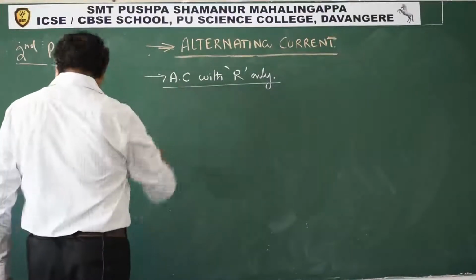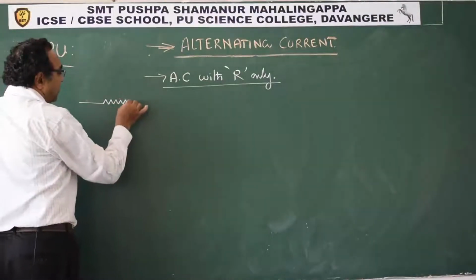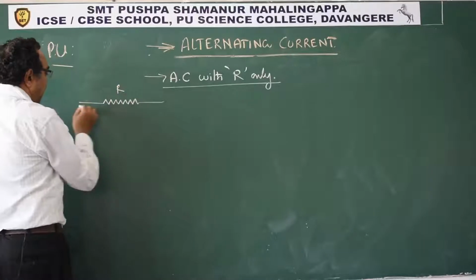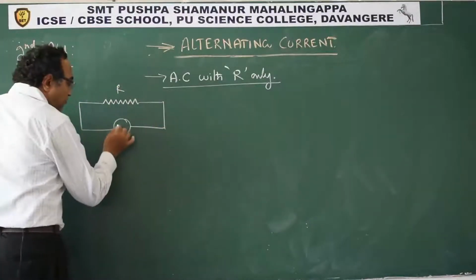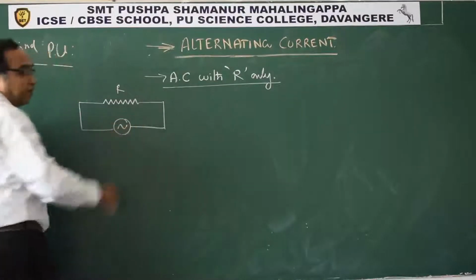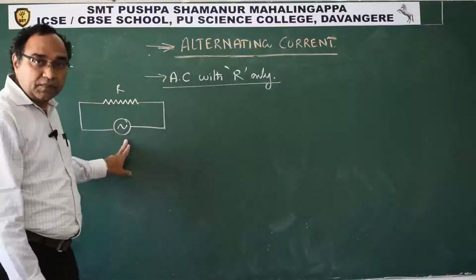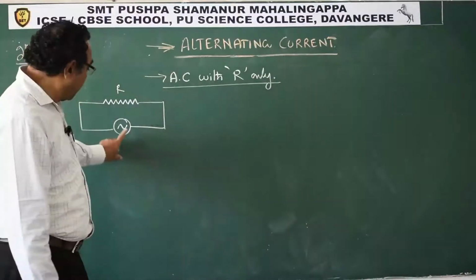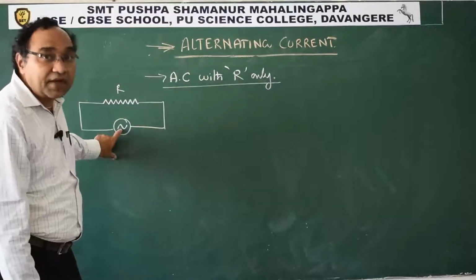So if we try to see the circuit diagram for this, it is like this. You have only one resistor, this is R, and it is connected to an AC source. The AC source is represented this way. There is no positive and negative. And this is the symbol for AC, which is a sine wave.